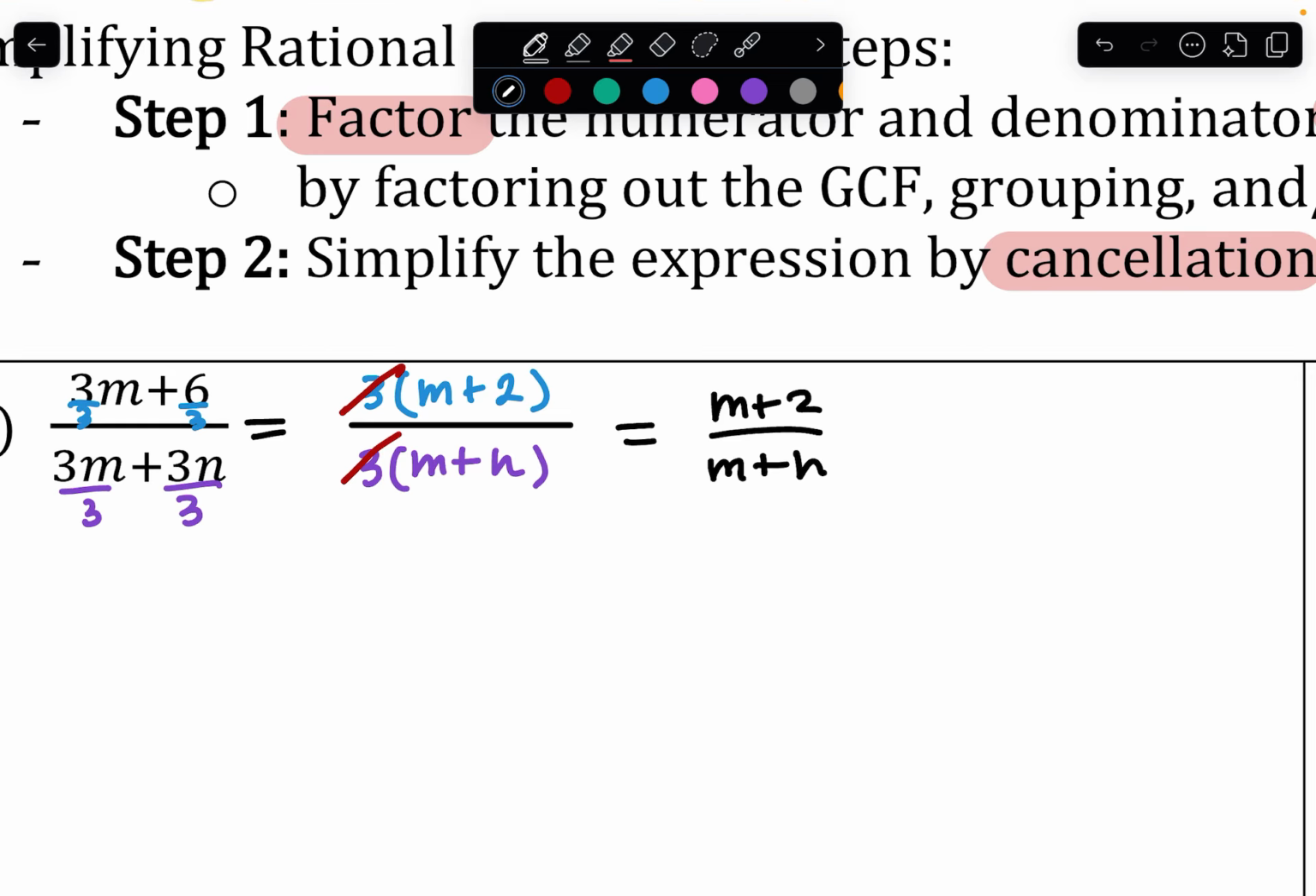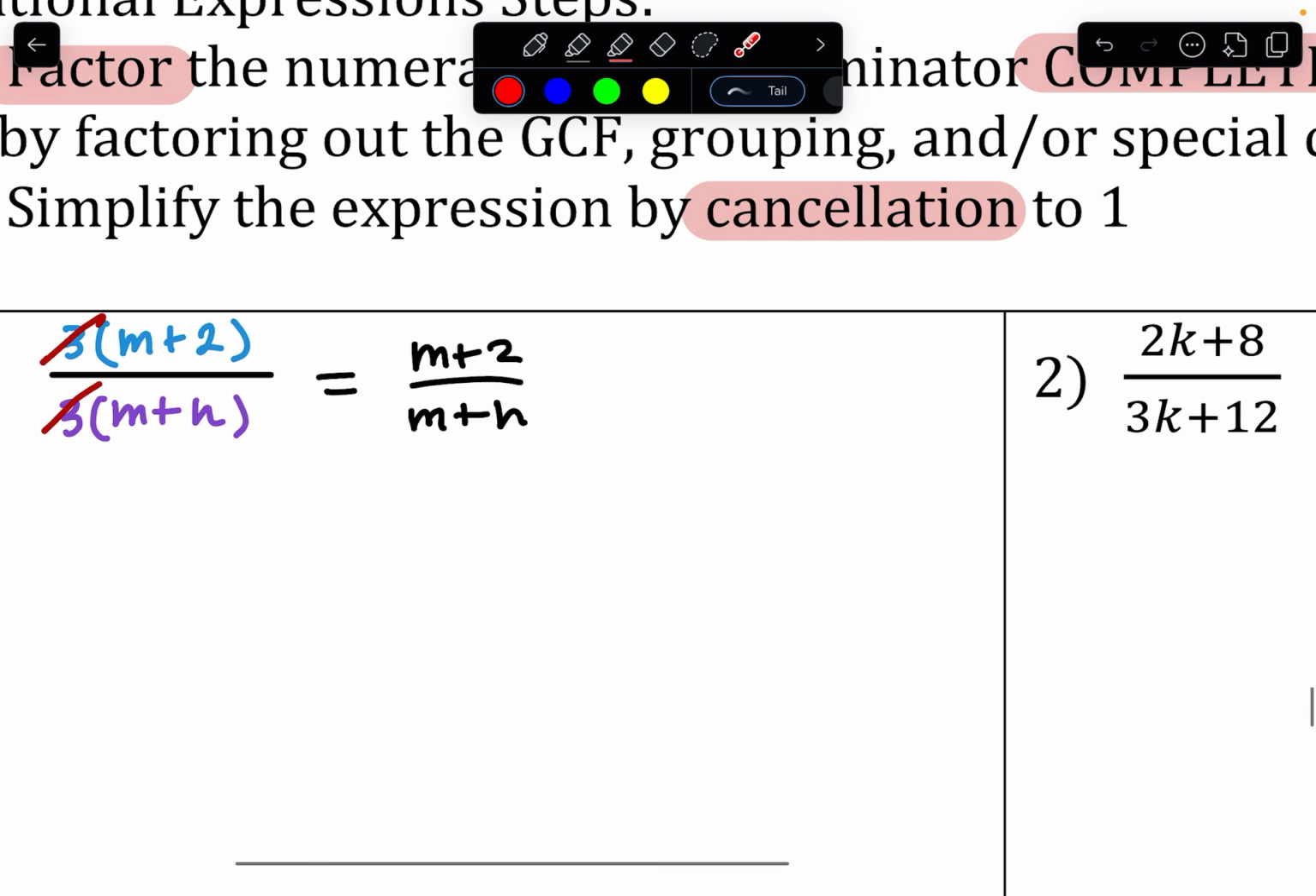Be very careful. It's very tempting to cross off these m's, but you can't do that because of these plus signs. This division bar only cancels with multiplication. If these were multiplication signs, we would be able to cancel the m's. But here, the m's have to stay.